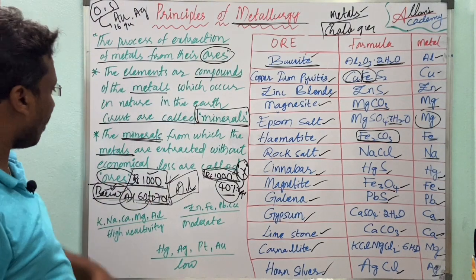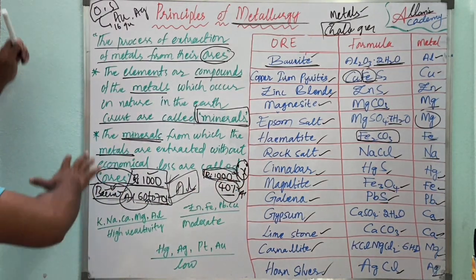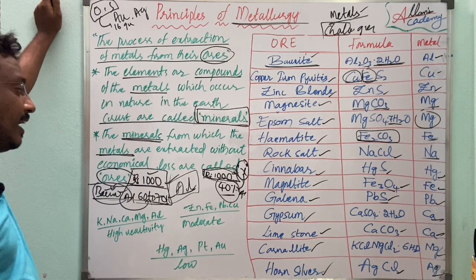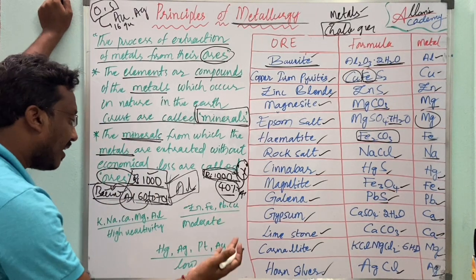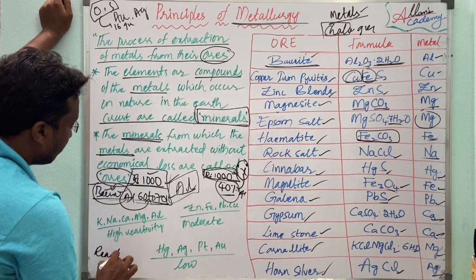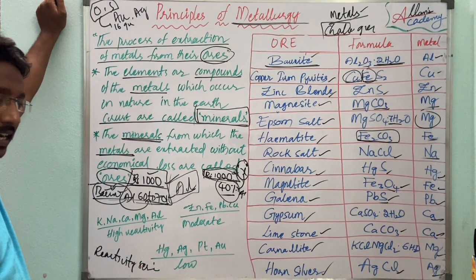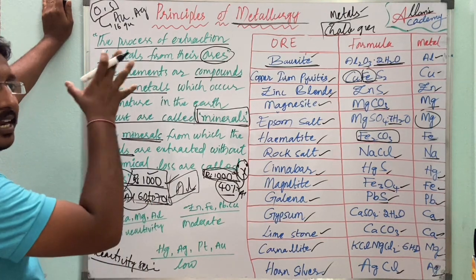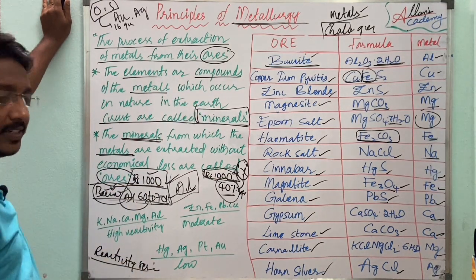Then later on we came to know that the metals are arranged in descending order of their reactivity. That is called the reactivity series. Reactivity series means what? The arranging of the metals in descending order of reactivity is called the reactivity series.